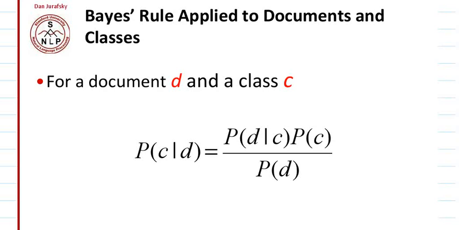derived with the help of another formula, that is P of D given C is equal to P of D comma C divided by P of C, right? That is the joint probability of C and D divided by the marginal probability.